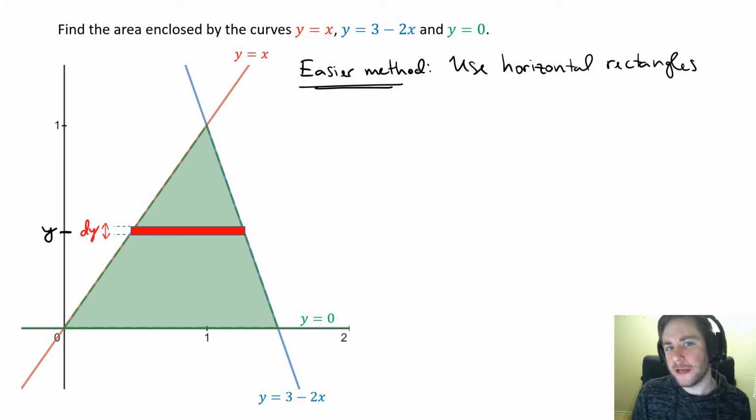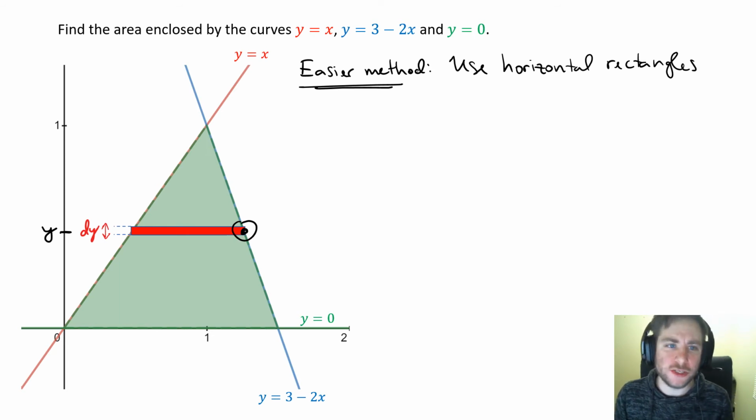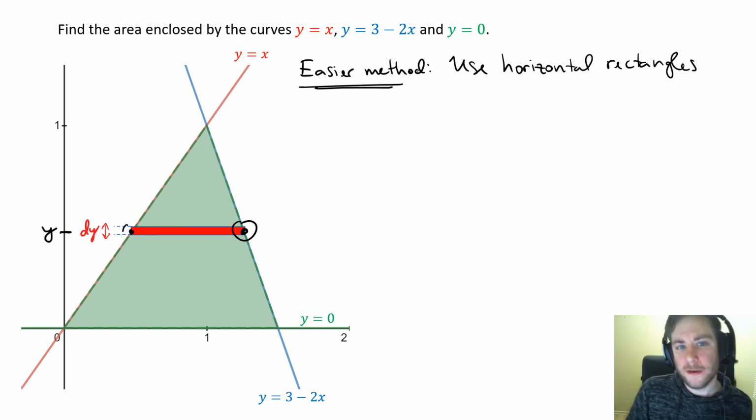But what's the advantage of using horizontal rectangles like this? Well, remember that our computation of area requires us to look at the point on each end of the rectangle. What you'll notice is that the right end of our rectangle is on the blue curve, and the left end is on the red curve.